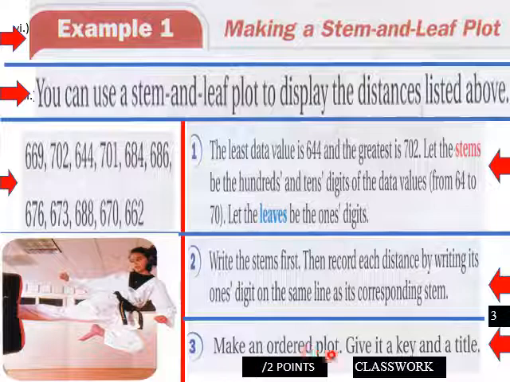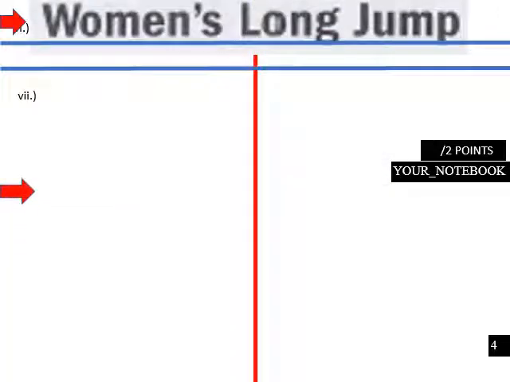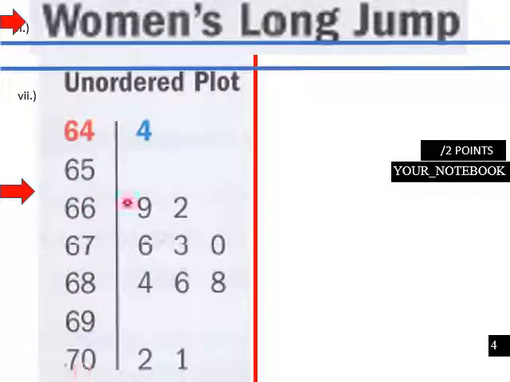Make an ordered plot, give it a key and a title. So this is what we're going to do with this data set of long jump distances. This goes into your notebook. This is a notebook entry that I'll look for. Here is the unordered plot. So these are our distances.